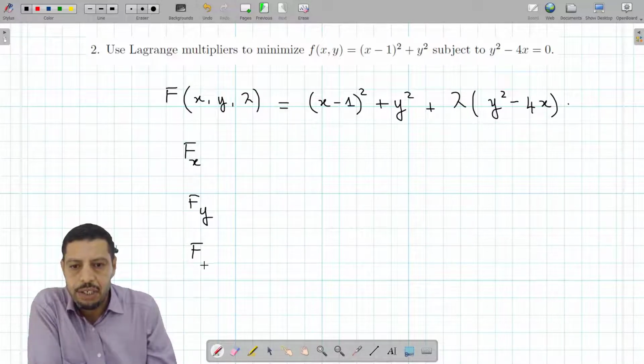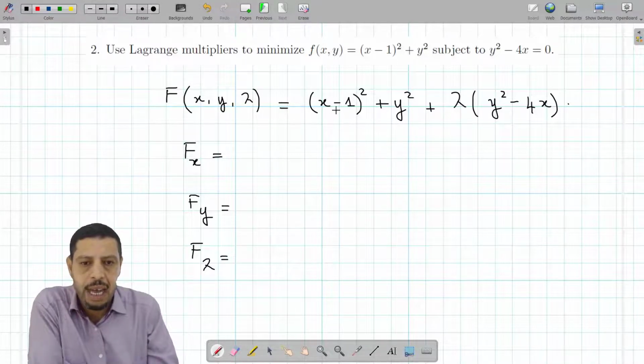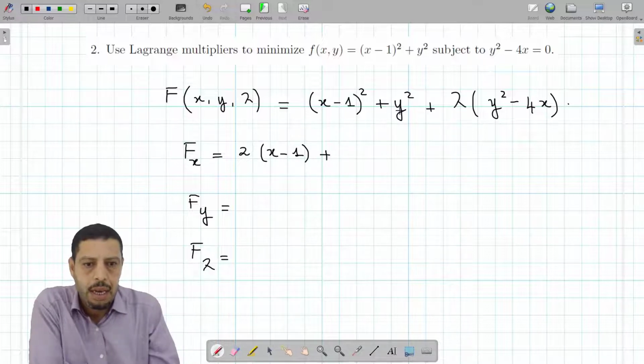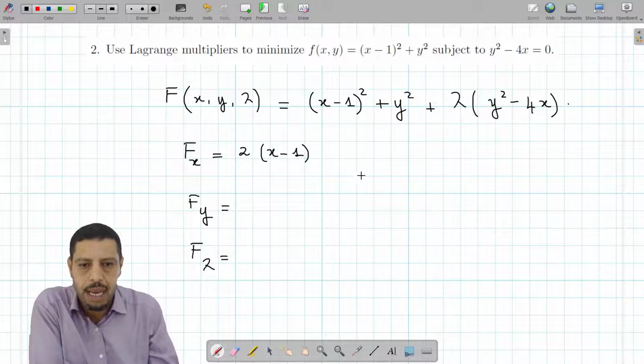You solve the partial derivatives equals 0. So let's compute Fx first. Fx is given by the derivative of (x minus 1) squared with respect to x, which is 2 times (x minus 1), using the chain rule for powers. Okay. Now, plus nothing here because it's y squared, and here the derivative of lambda times minus 4x is minus 4 lambda. So it's not plus, it's minus 4 lambda.